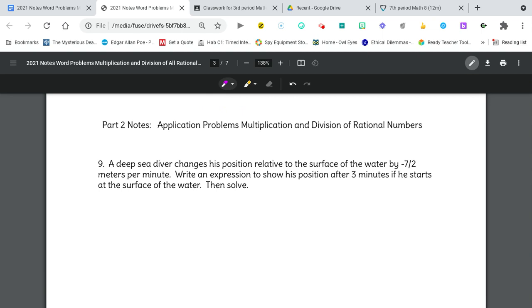All right, so let's take a look. Part 2 is more with rational numbers. When I say rational numbers, I mean all of the numbers except those crazy looking numbers we'll talk about next year. But what I really want to focus on is fractions and decimals in this one, okay?